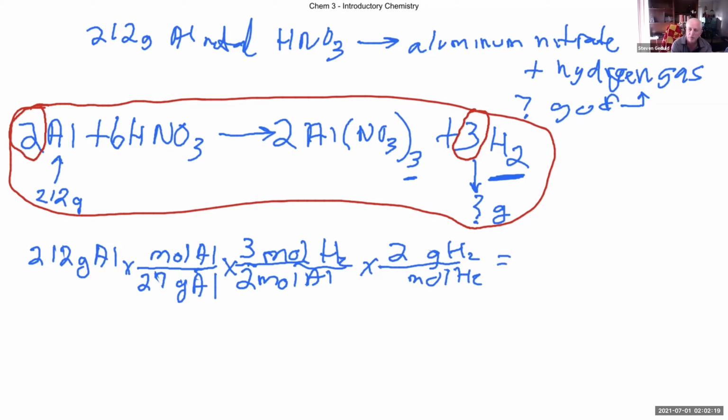So from grams of aluminum to moles of aluminum, moles of aluminum to moles of hydrogen, moles of hydrogen to grams of hydrogen. So we take 212 divided by 27 times 3 divided by 2 times 2 equals 23.5 grams of hydrogen gas are going to be produced.